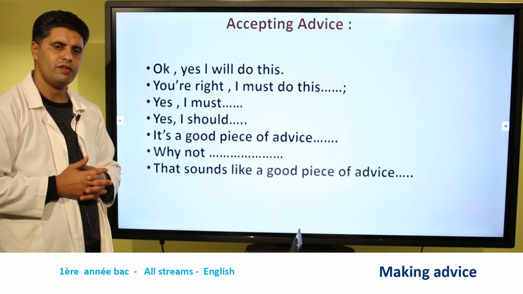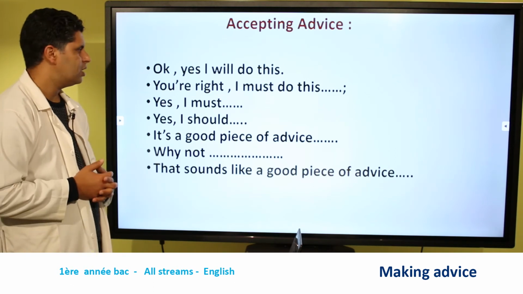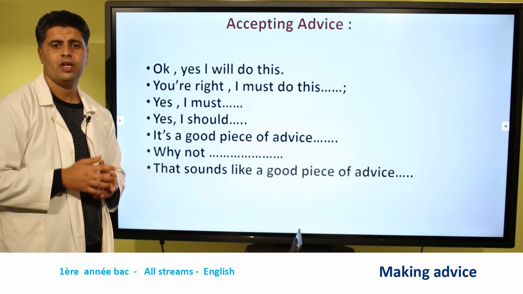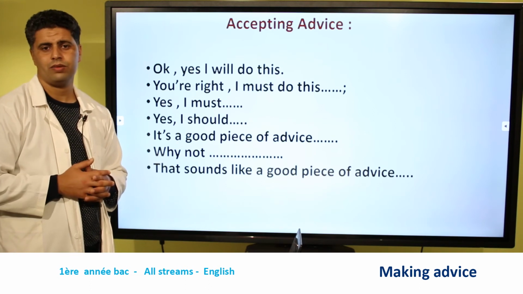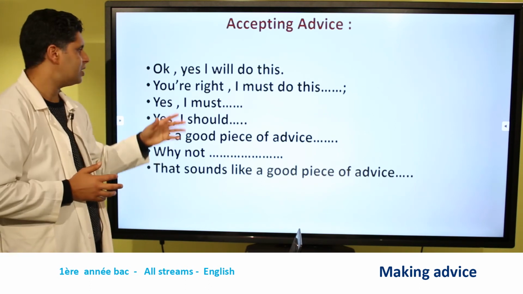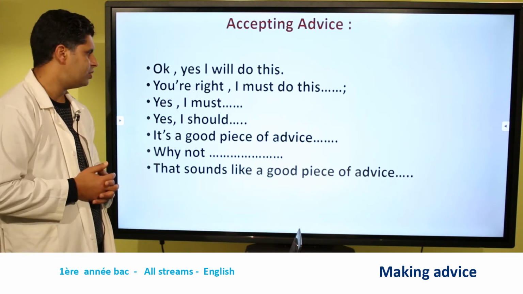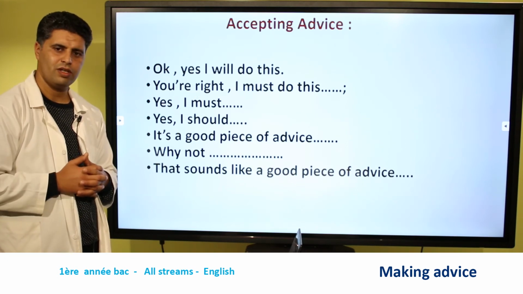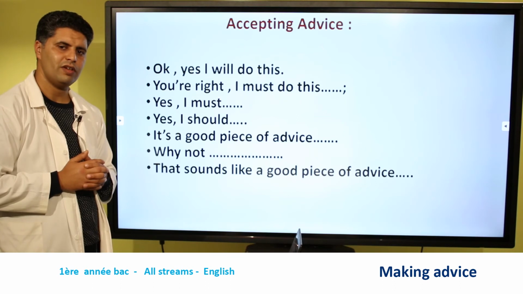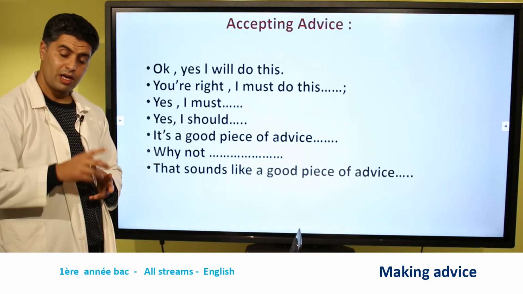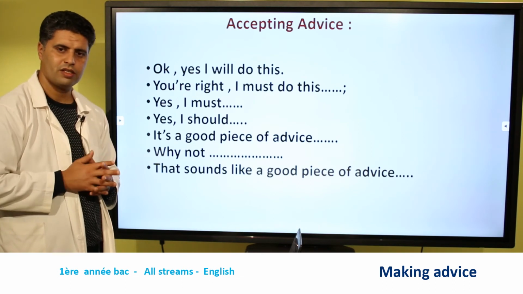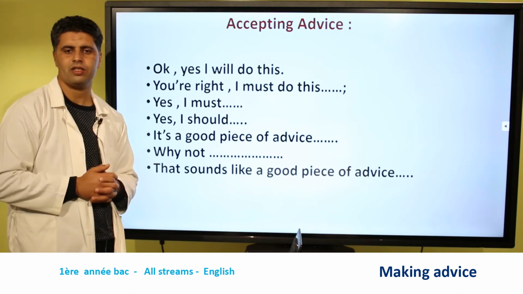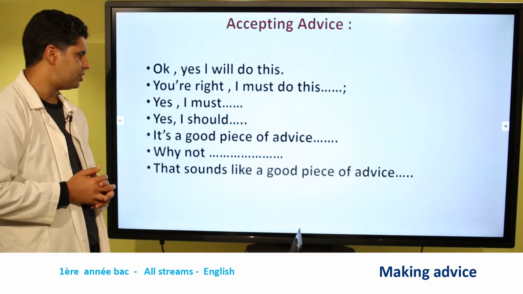As you can see, we have the first one: thank you, yes, I will do this. For example, when someone advises you to practice sport, you can respond by saying, okay, yes, I will do this. Or you can say, thank you, you're right, I must do this, to show that you accept the advice. Or, yes, I must do this. I must practice sports, I must eat healthy food, I must sleep early, I must revise my lessons, I must do something in general.